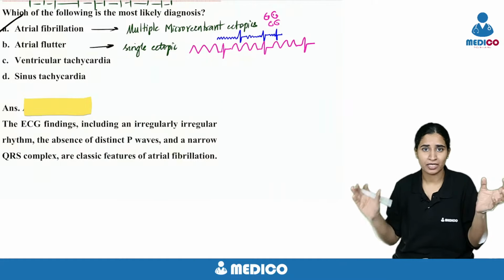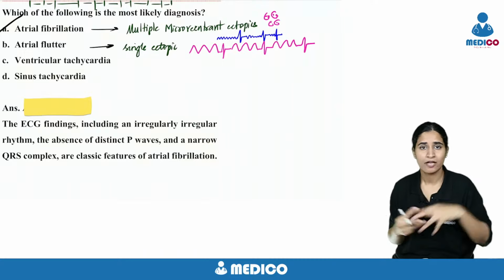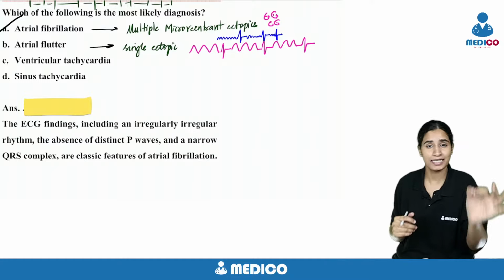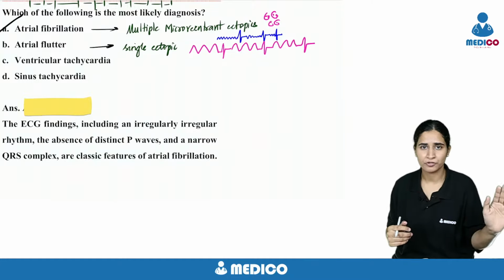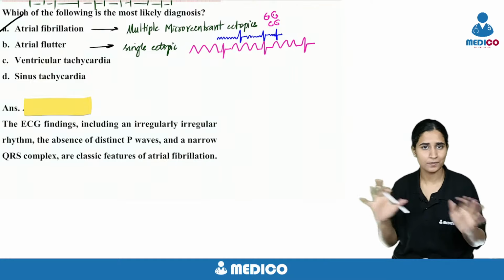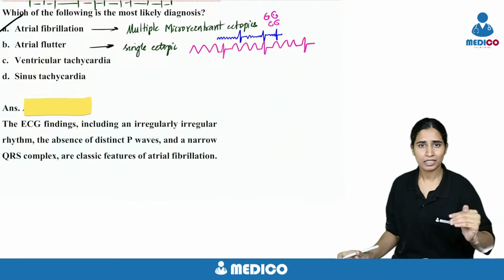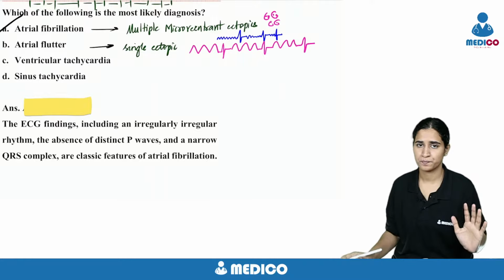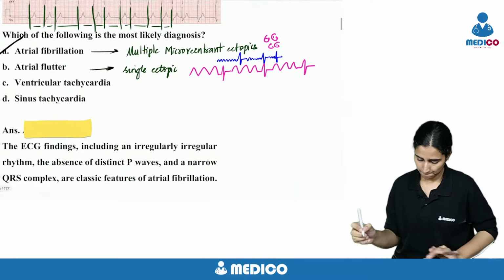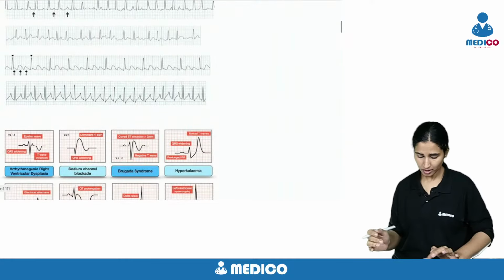Clinically, sometimes flutter and fibrillation will coexist. Flutter can change into fibrillation, and fibrillation can change into flutter. But in the exam, they won't confuse you. The ECG is either flutter or fibrillation. Most of the time, it's fibrillation only, and they can give you flutter only to confuse you. This is clear, right? Let's see the ECG so that it will be easy for you.